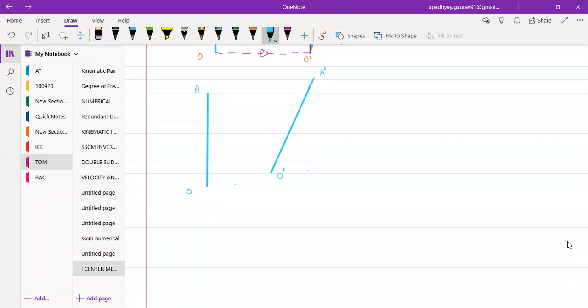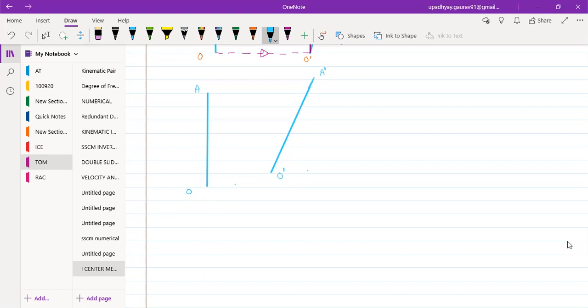Yes or no? No, sir. So we are having only one option. Yes or not? We have to convert this whole general motion into the pure translation. Yes or not? Yes, sir.